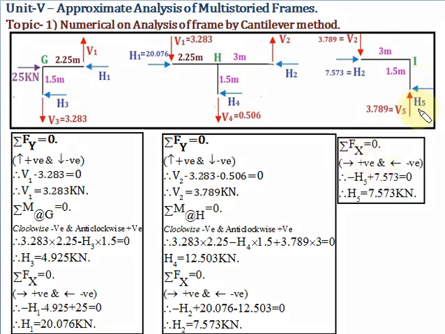In this case, only one unknown is there, that is H5. Now to find H5, which equilibrium equation will we use? H5 is the horizontal force, so we have to consider summation Fx equal to 0. Towards the right positive, towards the left negative. So minus H5 plus 7.573. So what is the value of H5? 7.573. So in this way we find the forces.